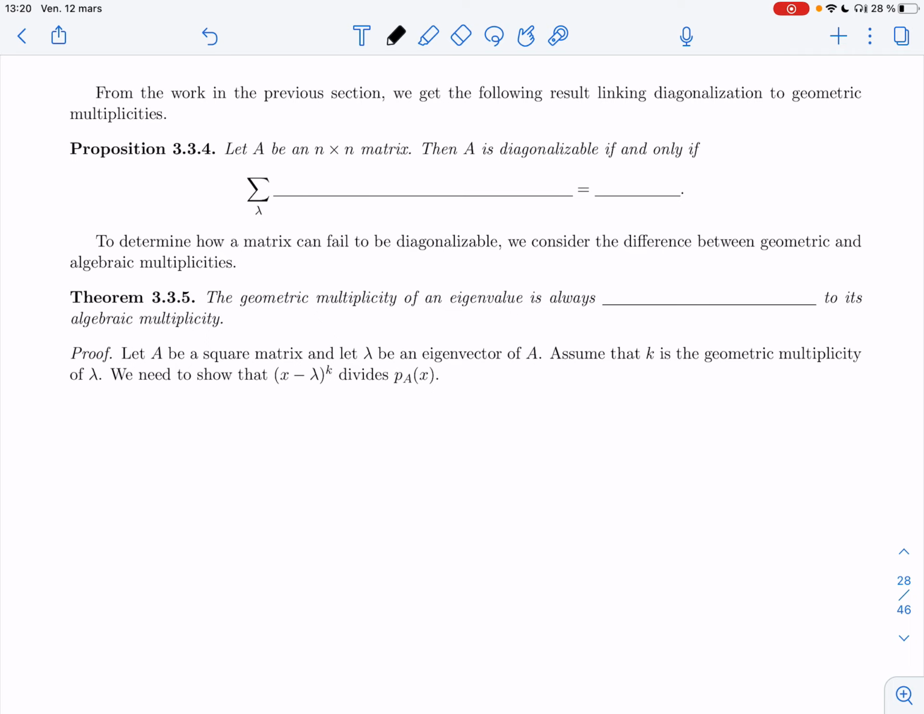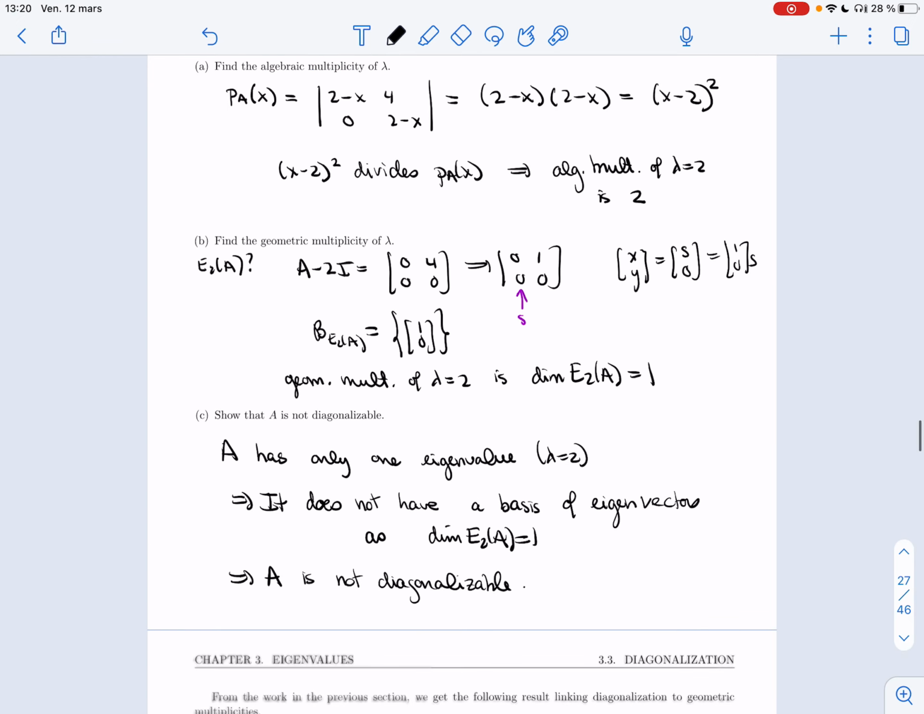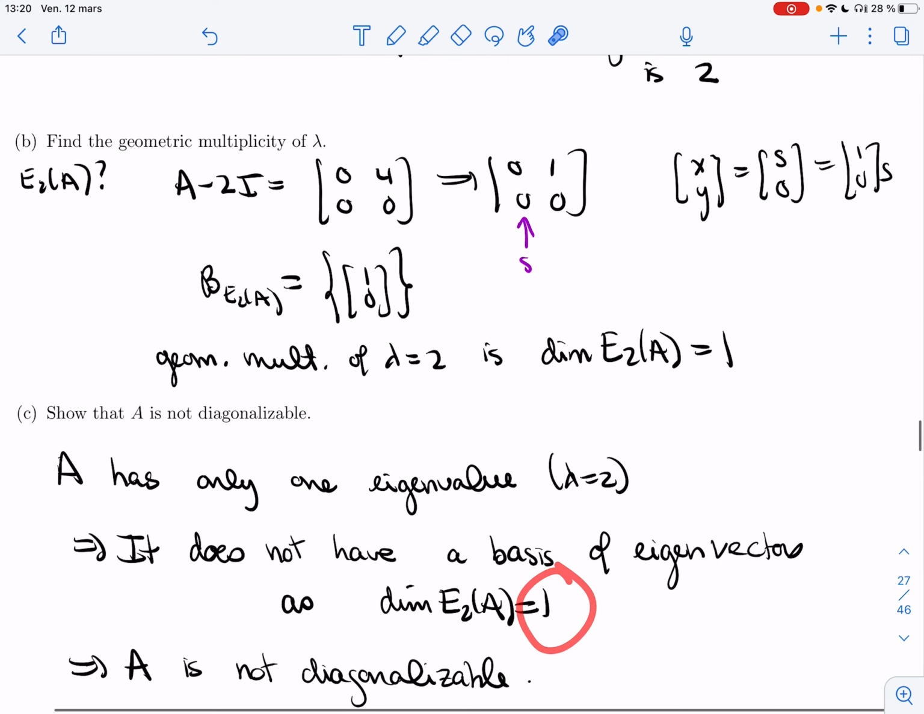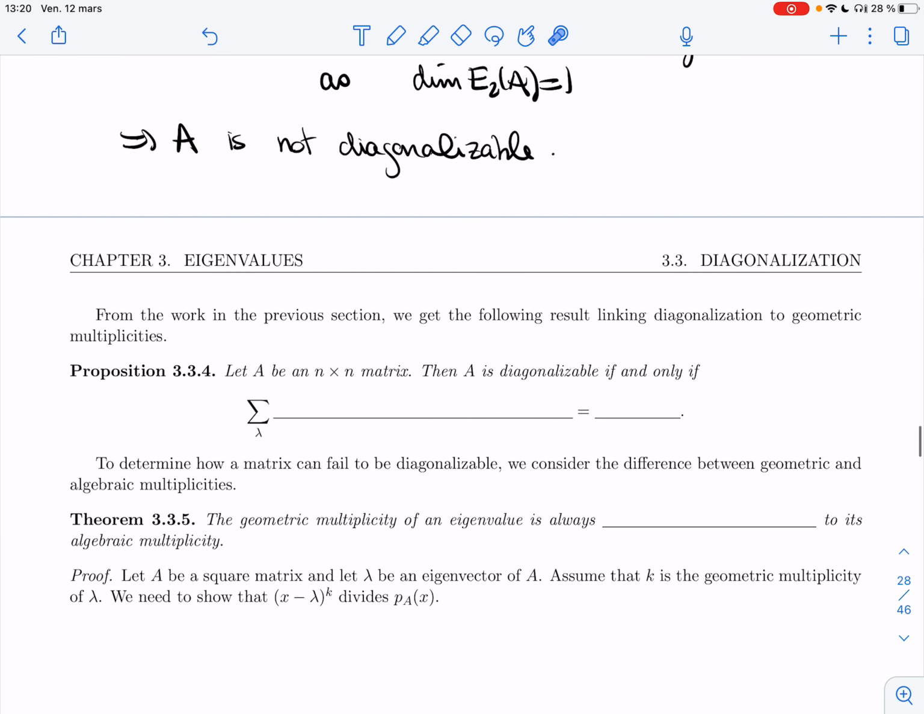All right, so in the last example, we looked at this matrix. We computed the algebraic multiplicity of its only eigenvalue and the geometric one, and we found that A was not diagonalizable because this was smaller than this, really because it didn't have a two-dimensional eigenspace. All right, so here's what the generalization of this idea is.